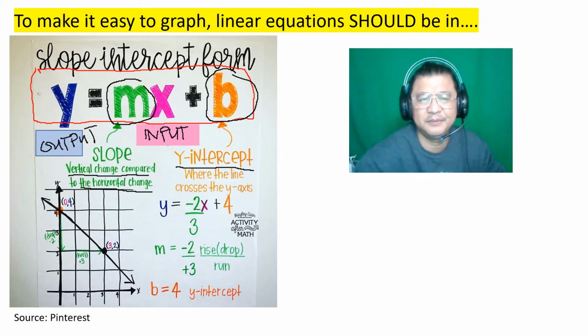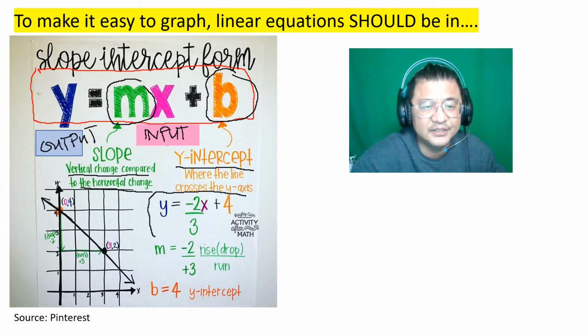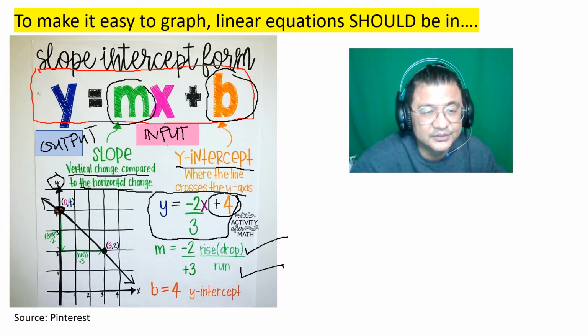Remember that. Now let's have an example here. This is y equals negative 2/3 x plus 4. We start with the y-intercept. Where is that 4? The y-intercept is here at 4. Look at this orange point. That's (0, 4). And then the slope is negative 2 over 3, meaning a rise of negative 2 and a run of 3.